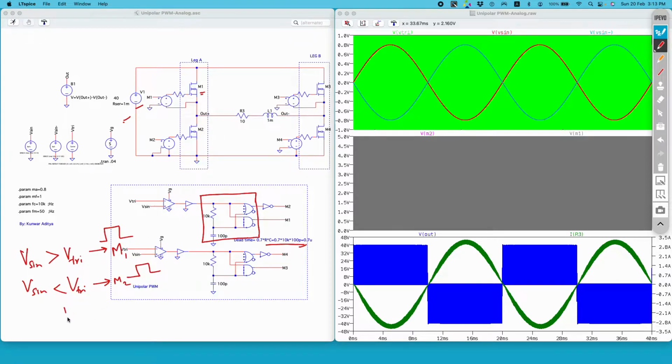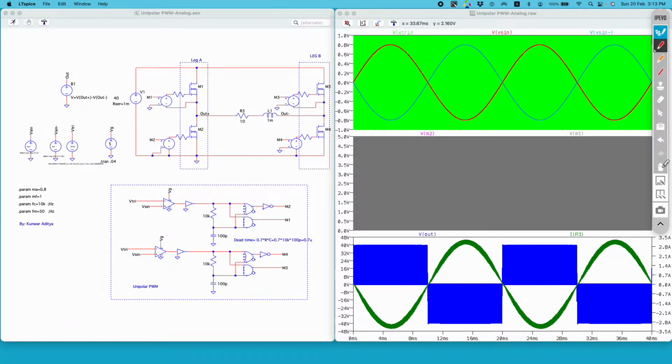Similarly, coming to the second comparator, when V sine minus is greater than V triangle, I'm turning on the switch M3, and if V sine minus is less than V triangle, I'm turning on the switch M4. So this is the logic here. In the bipolar PWM, we needed only one reference wave, but here you need two reference waves. And here you can see the output voltage will change from 0 volt to 40 volt. If you have seen my bipolar PWM technique video, you can notice the difference.